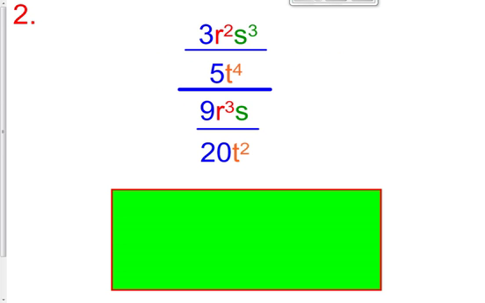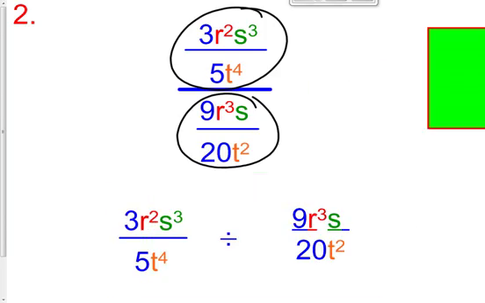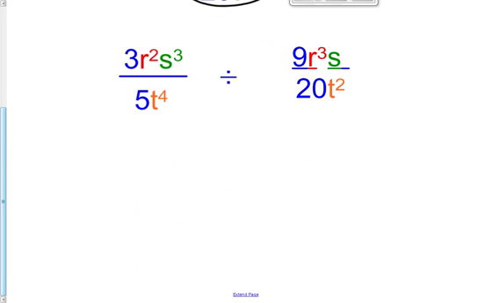For number 2, you should have written it. This right here, class, is another way of writing a fraction divided by a fraction. So hopefully you wrote it like this. It's 3r squared s cubed divided by 5t to the 4th, divided by 9r cubed s divided by 20t squared. So it's a fraction divided by a fraction, which means we're going to multiply by the reciprocal.